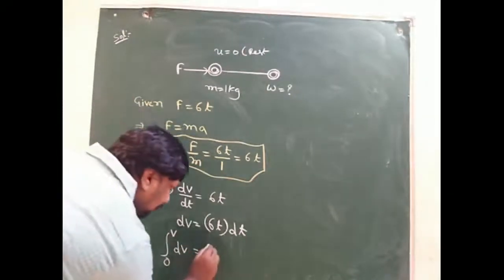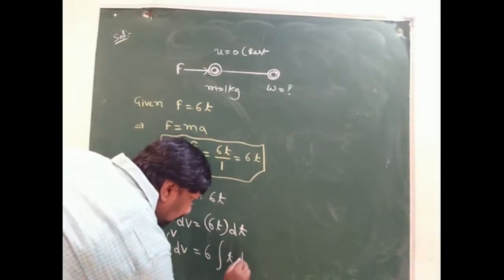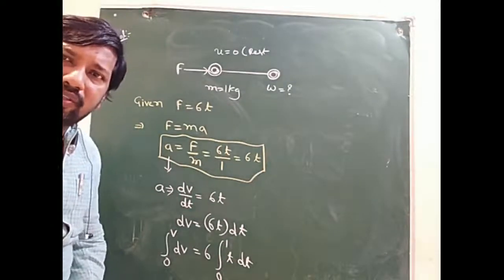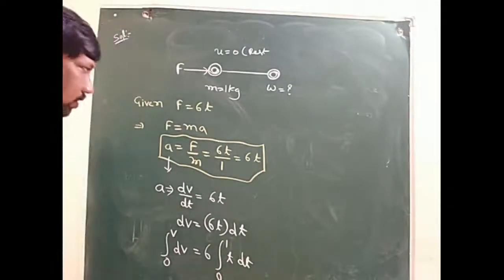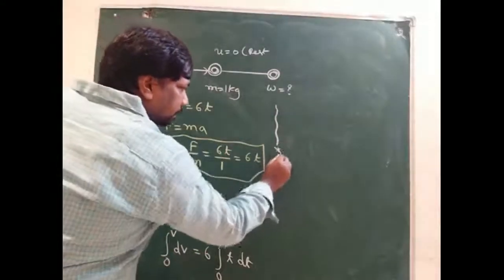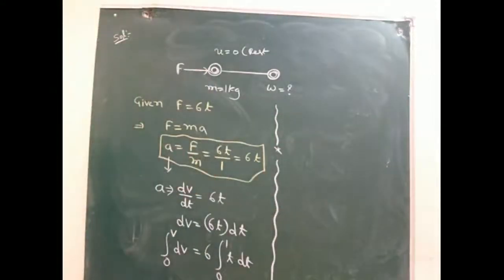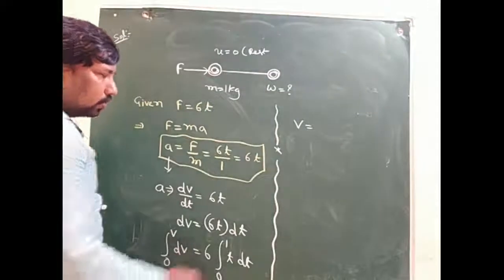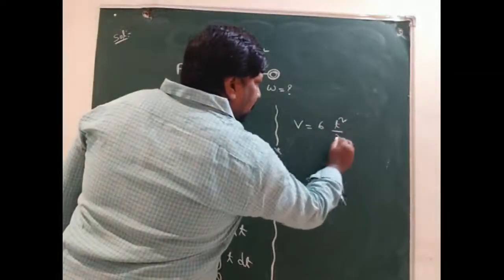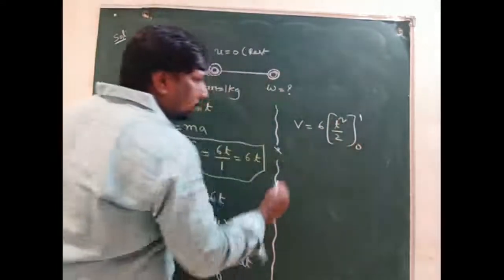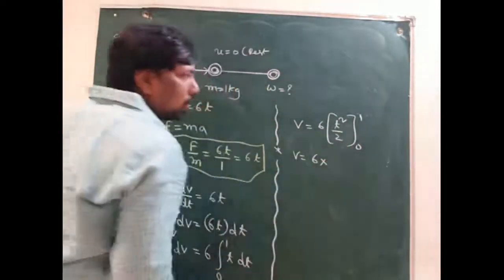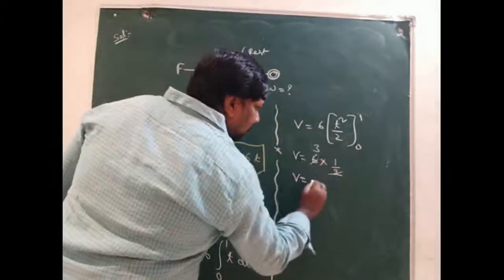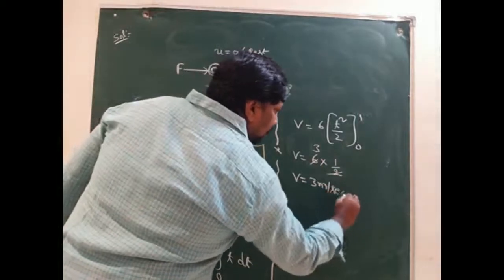and the integral of t from 0 to 1. Here the initial time is 0 seconds and the final time is 1 second. So the integral of dv is v, equal to 6 into t square by 2, with limits 0 to 1. Therefore v equals 6 into 1 by 2, that is 3. So velocity equals 3 meters per second.